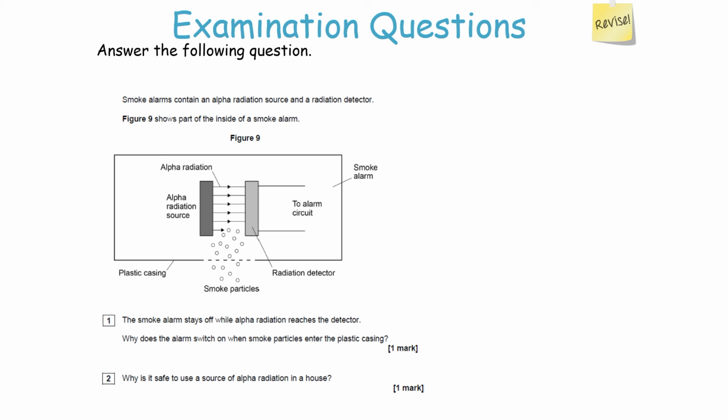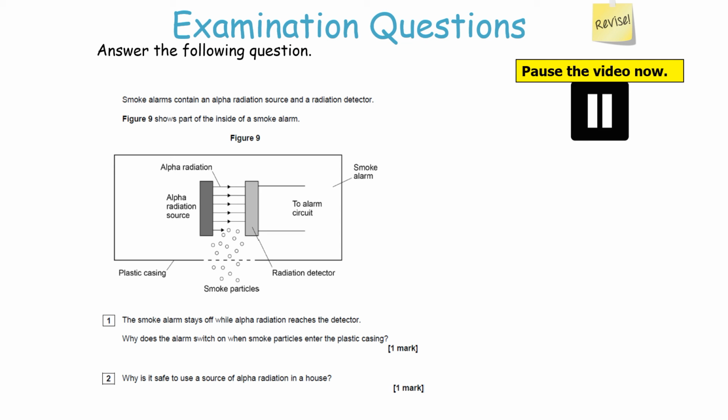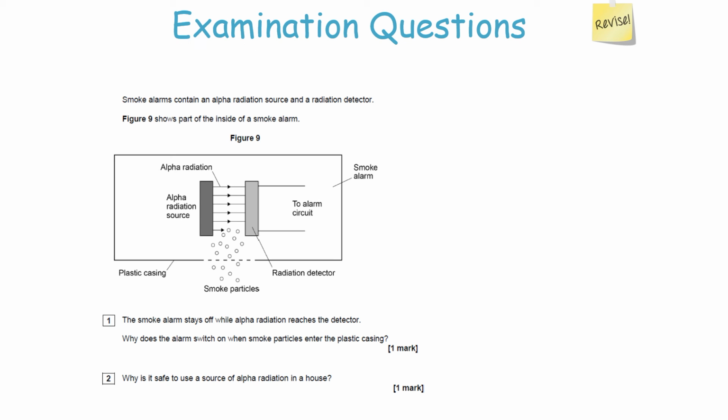Smoke alarms contain an alpha radiation source and a radiation detector. Figure 9 shows part of the inside of a smoke alarm. The smoke alarm stays off while the alpha radiation reaches the detector. Why does the alarm switch on when smoke particles enter the plastic casing, and why is it safe to use alpha radiation in a house? So pause the video now, then unpause the video when you want to go through your answers.